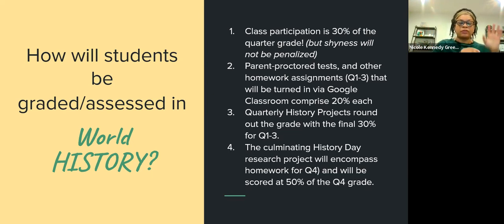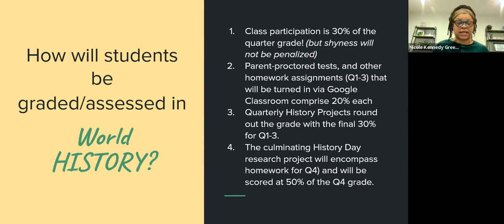Google Classroom. The parent proctored tests are 20%. The homework assignments are 20% each. Okay, both 20%. And then the quarterly history projects will round out the grade with the final 30% in quarters 1 through 3. So quarters 1 through 3 have homework assignments, that's 20%, and then history projects that are 30%.